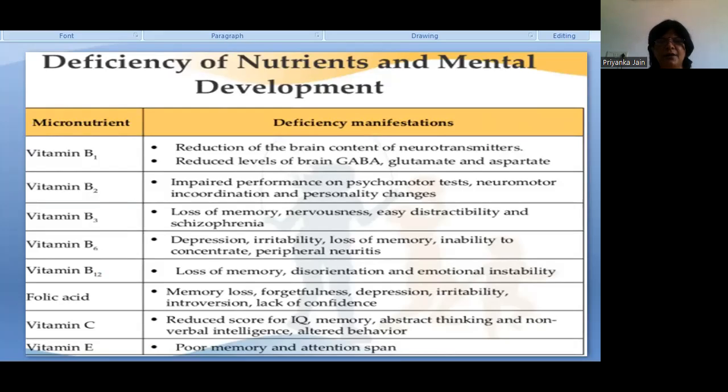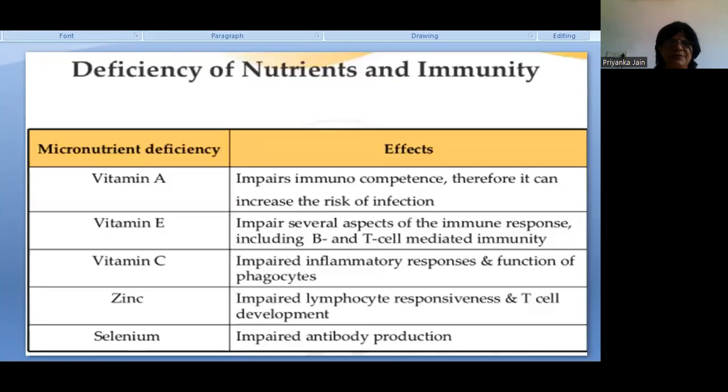Folic acid deficiency affects the body with memory loss, forgetfulness, depression, irritability, introversion, lack of confidence. Vitamin C reduces scores for IQ, memory, abstract thinking, and non-verbal intelligence, and affects behavior. Vitamin E: poor memory, poor attention span, and skin problems.